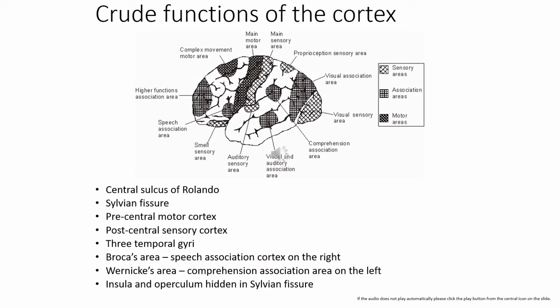On this slide, we see a cartoon of the lateral aspect of the cerebrum with various sensory, motor, and association areas indicated. Again, note the central sulcus of Rolando and the Sylvian fissure. Anterior to the sulcus of Rolando is the precentral motor cortex, and posterior to the sulcus of Rolando is the postcentral sensory cortex, and together these indicate the sensory motor cortex.